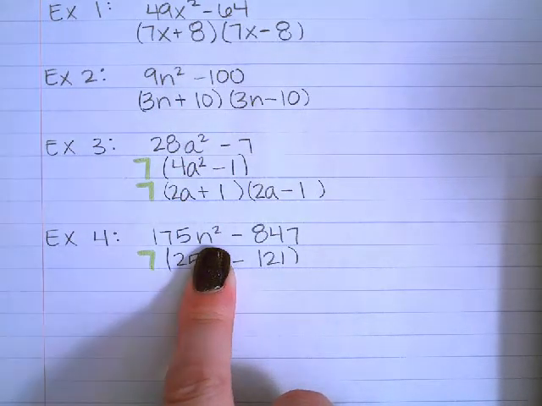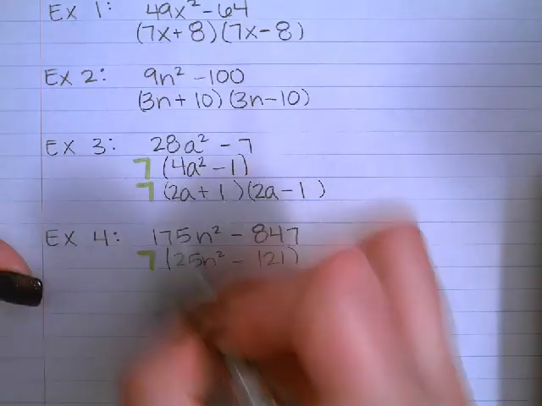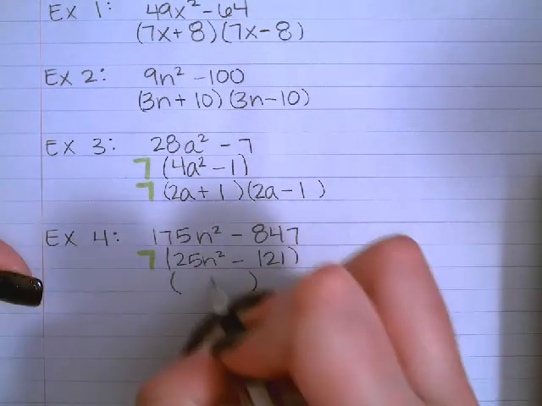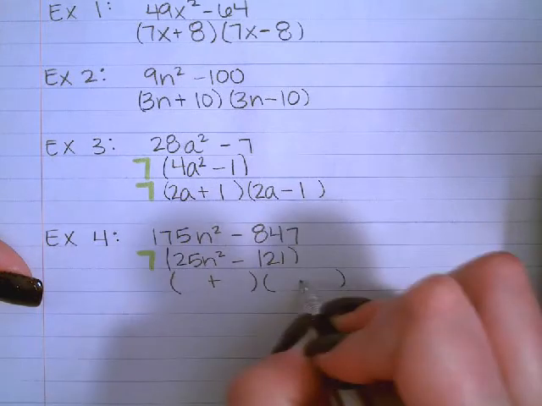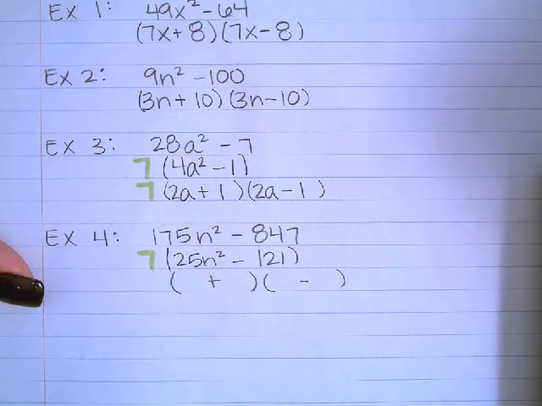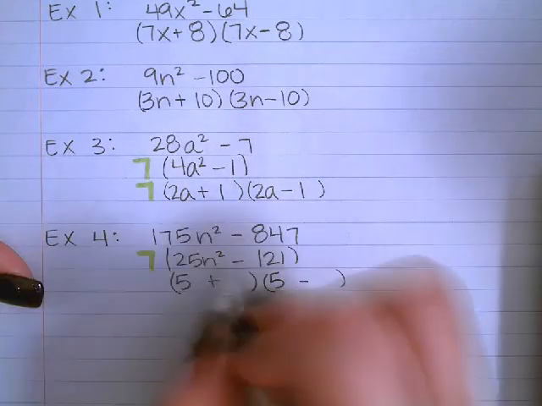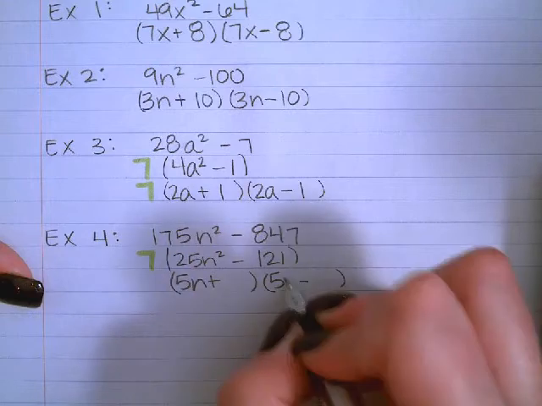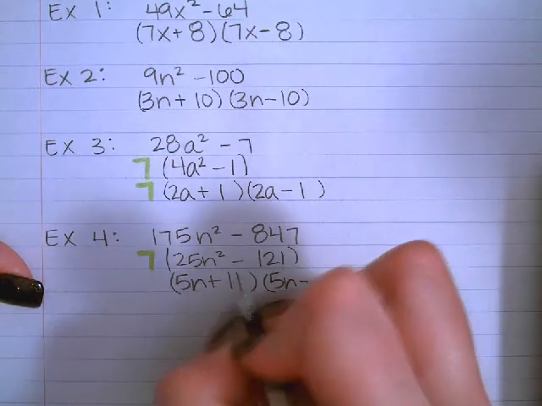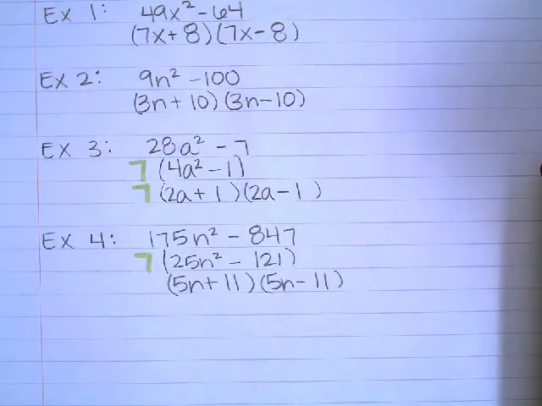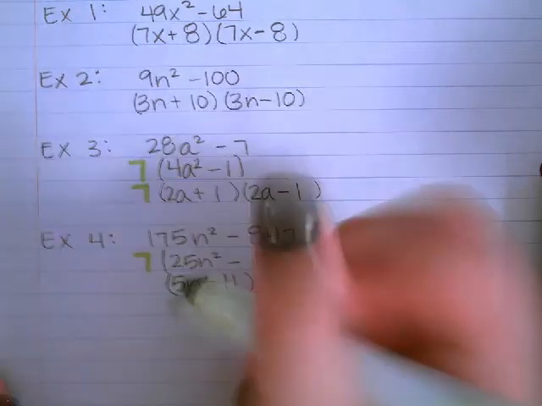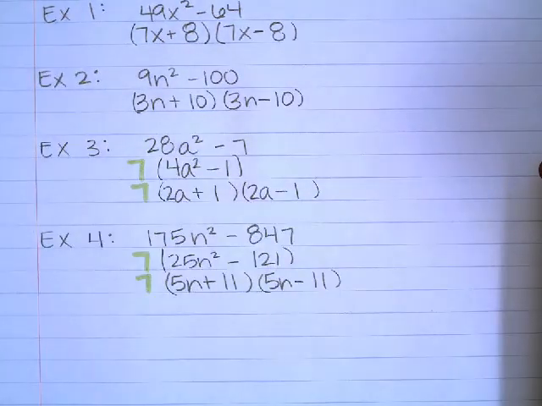So now that I have my two perfect squares, I can go ahead and do 2 sets of parentheses, one with a plus, one with a minus. And the square root of 25 is 5. And then I've got the n. And 121 is going to be 11 and 11. All right, and then I can go ahead and put the 7 in the front, and I'm done.